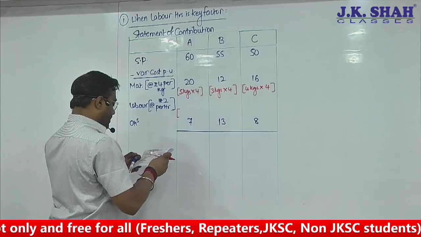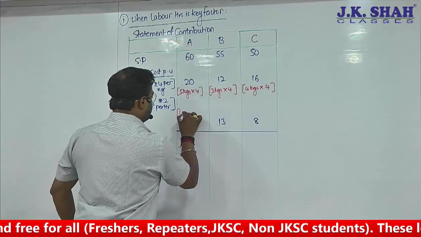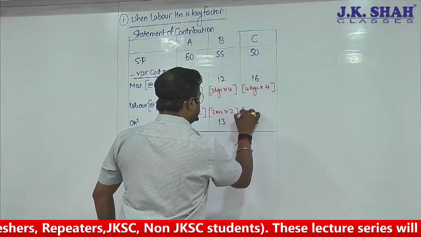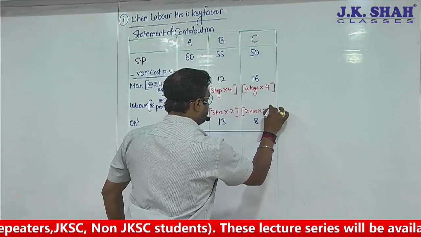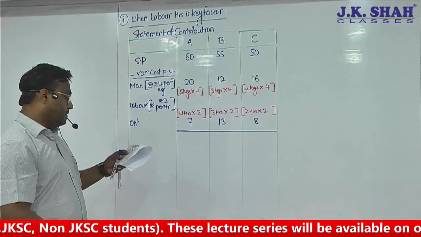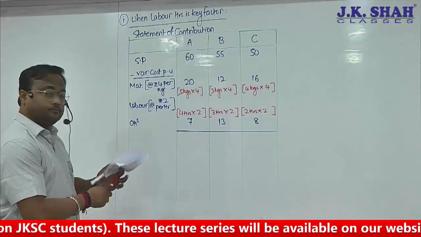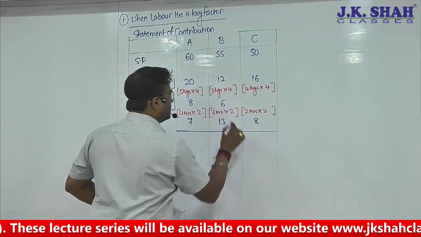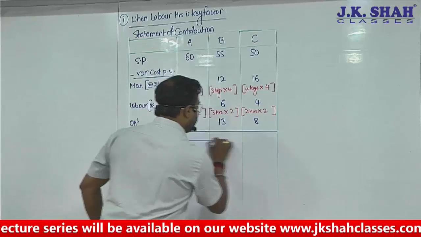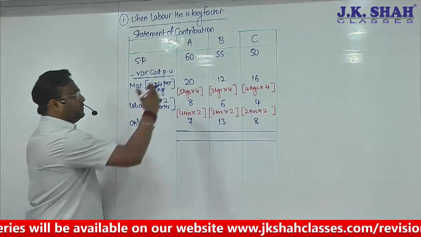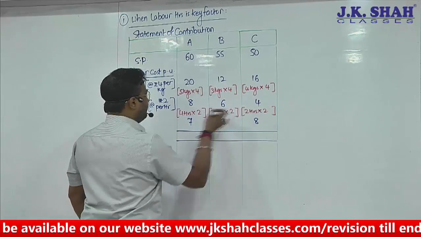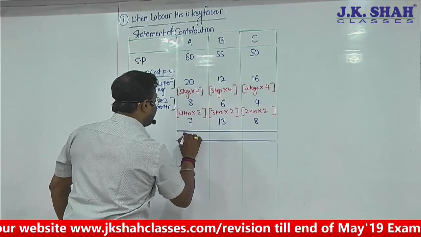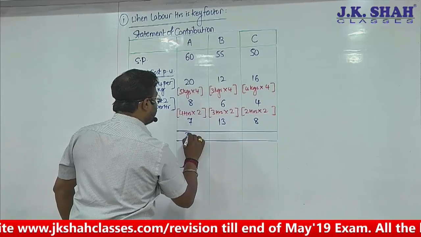Similar calculation is to be done even for labor. 4 hours, 3 hours, 2 hours is the requirement in terms of hours. So naturally 8 rupees, 6 rupees, 4 rupees is going to be my labor cost. 20, 12, 16 based on consumption, 8, 6 and 4 based on number of hours. 28 plus 7, 35.